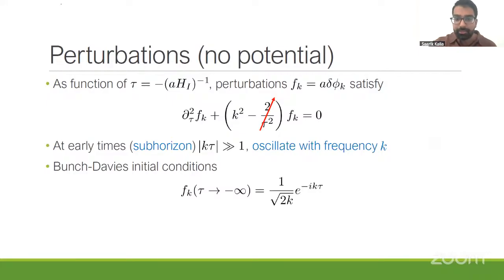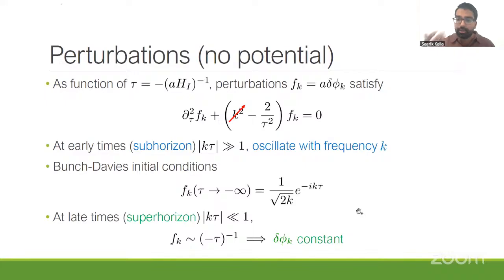Now we can already see different regimes of what should happen. At early times, when the mode is still sub-horizon, this k tau is very, very large. So we can neglect this term, and we see that the equation just behaves like a harmonic oscillator. So at early times, the perturbations are just oscillating. In particular, as we actually heard about in the previous talk, you should set some initial conditions for the field. These are typically the Bunch-Davies initial conditions, which look like this. So at early times, they're oscillating.